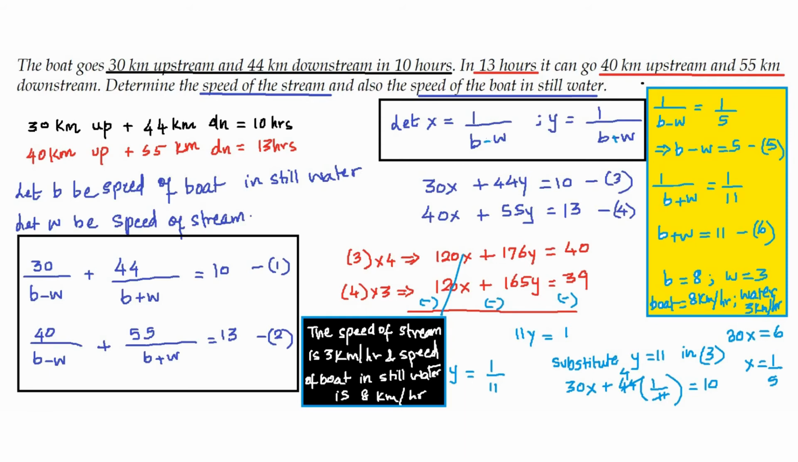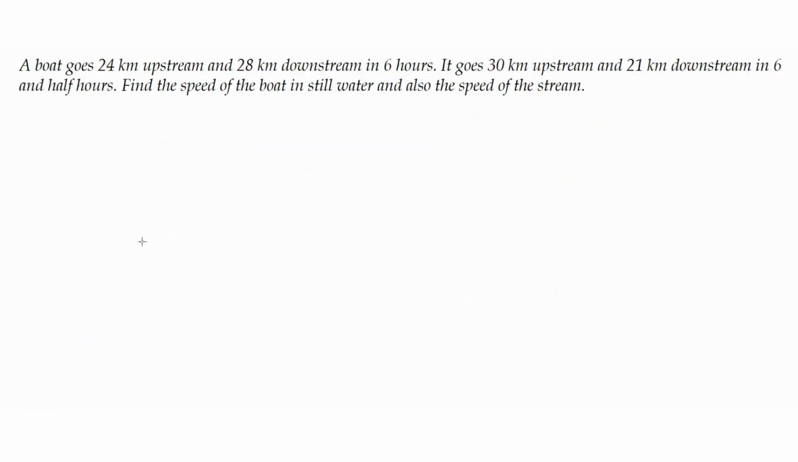Okay, moving on to the next question. A boat goes 24 kilometers upstream and 28 kilometers downstream in 6 hours. It goes 30 kilometers upstream and 21 kilometers downstream in 6.5 hours. Find the speed of the boat in still water and also the speed of the stream. So let's make our regular assumptions. Let the speed of the boat be b.